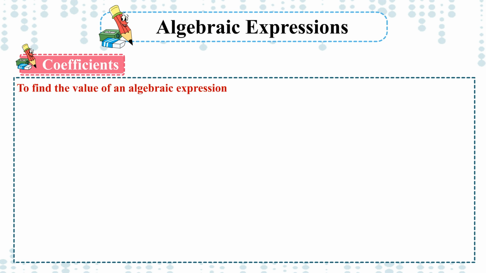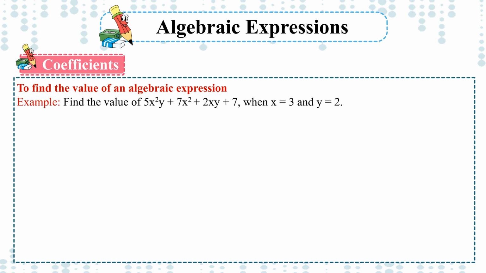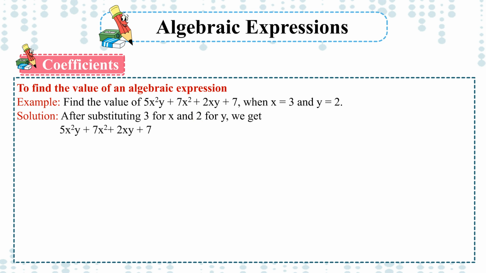5(3)^2(2) + 7(3)^2 + 2(3)(2) + 7 is equal to 5 multiply 9 multiply 2 + 7 multiply 9 + 12 + 7, is equal to 90 + 63 + 12 + 7, is equal to 172.